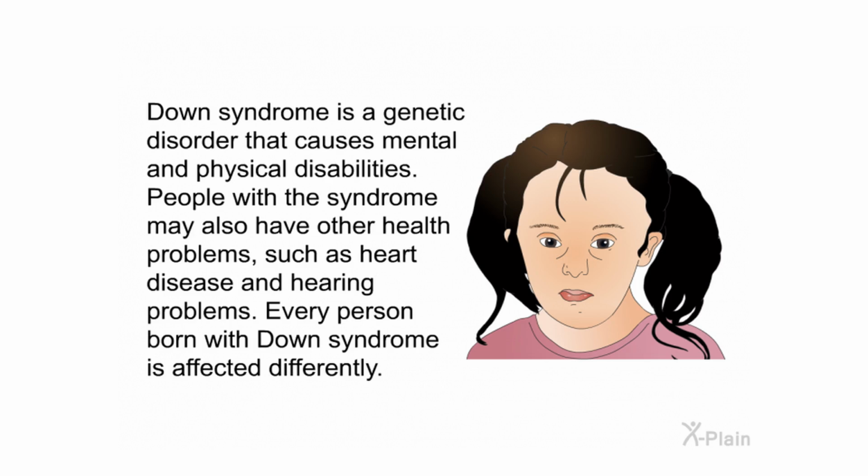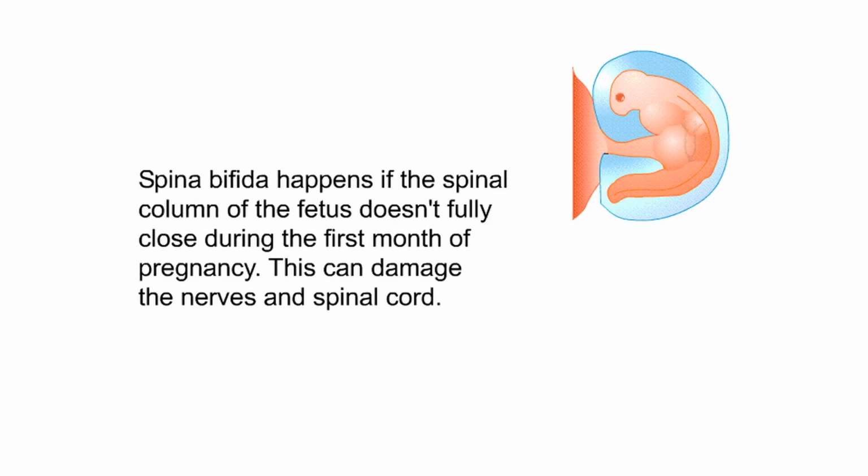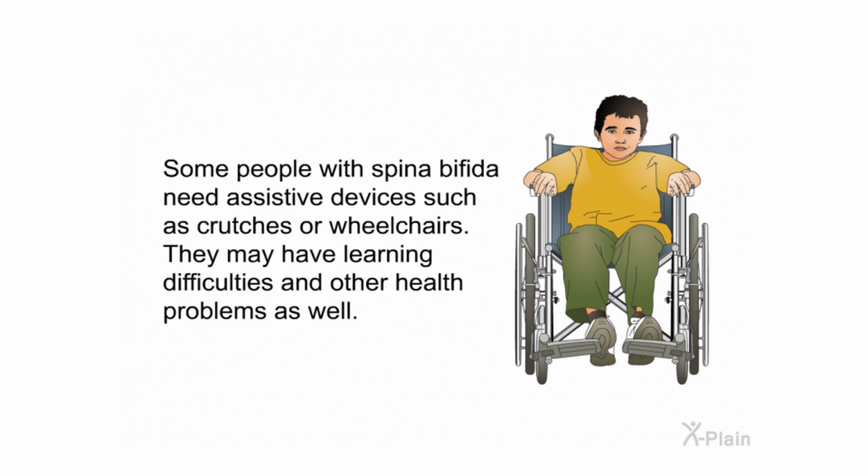Down syndrome is a genetic disorder that causes mental and physical disabilities. People with this syndrome may also have other health problems, such as heart disease and hearing problems. Every person born with Down syndrome is affected differently. Spina bifida happens if the spinal column of the fetus doesn't fully close during the first month of pregnancy. This can damage the nerves and spinal cord. Some people with spina bifida need assistive devices, such as crutches or wheelchairs. They may have learning difficulties and other health problems as well.